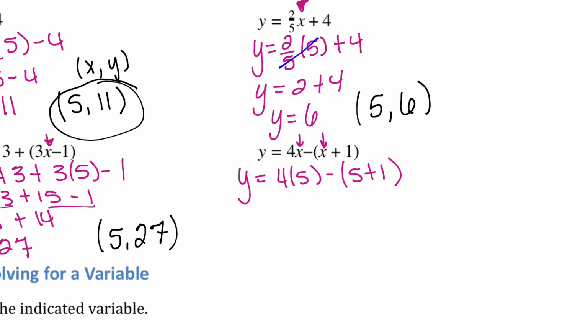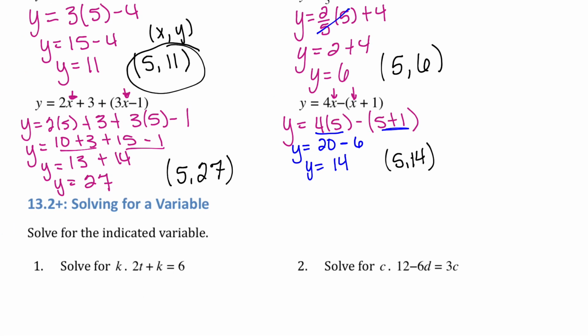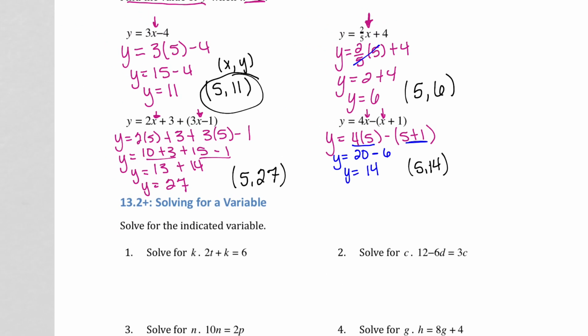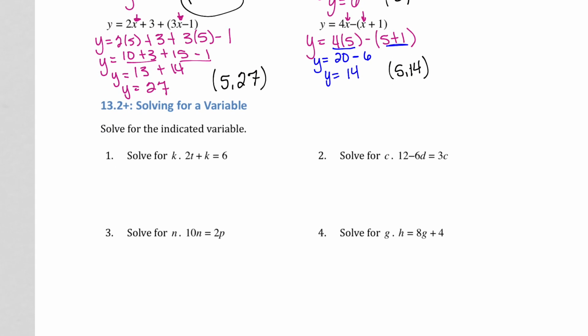So what I'm going to do, I'm going to first do this 4 times 5, and we're going to get 20. So y equals 20 minus, and then we're going to do this 5 plus 1, so we get 6 in the parentheses. Then we would have that negative, which is the same thing. We're going to have 20 minus 6, okay? So I'm going to undo those two parentheses there. So we're going to have y equals 14. So our final solution is going to be 5, 14. Okay? All right, so I'm hoping this was a little bit of a refresher from when you guys were in middle school. So now we're going to solve for a variable.